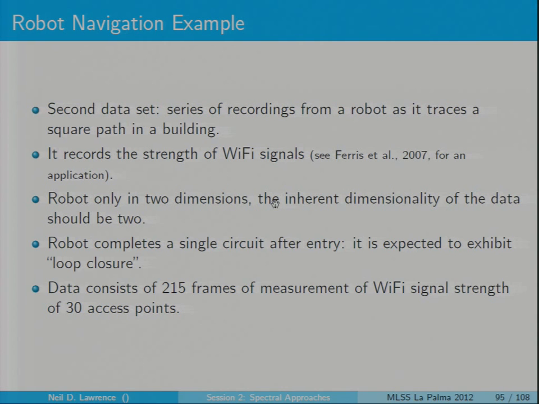So here's another data set. This was one I haven't shown before, but it's a robot navigation data set, a robot measuring signal strength from different Wi-Fi access points. It's a 30-dimensional data set from Brian Ferris. And you expect the inherent dimension to be 2 because the robot's just moving around on a plane, seeing the signal strength of these access points. So we can apply both models again.